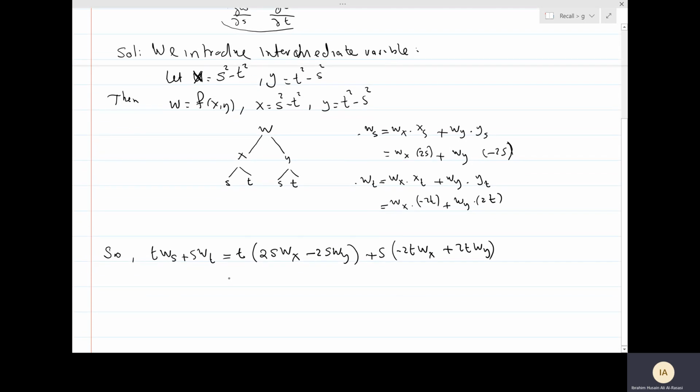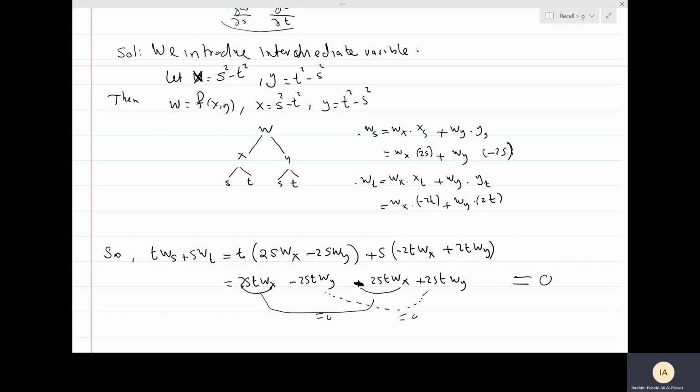Now multiply and simplify. So this becomes 2ST W sub X minus 2ST W sub Y plus or minus here minus 2ST W sub X plus 2ST W sub Y, okay. Notice the term with W sub X with this term, they will cancel. They are the same, so this is equal to 0. And the terms of W sub Y, these two terms here, 2ST minus 2ST, again equal to 0. So the whole sum will be 0. So this is the proof, or this is the solution of the question.